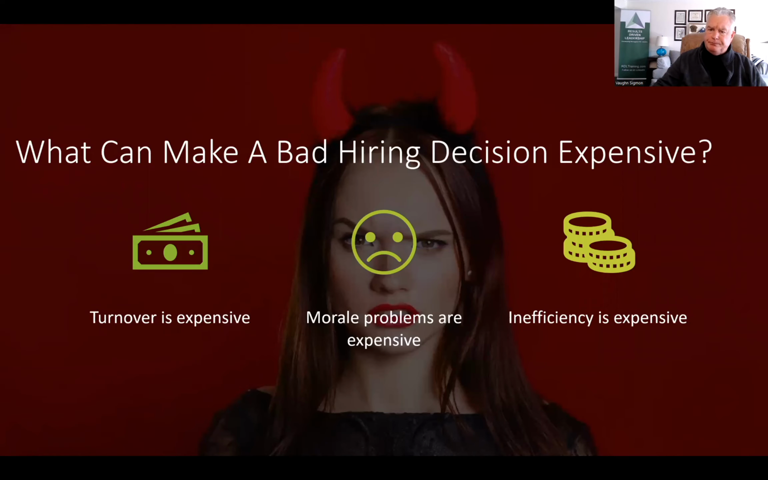So what can make a bad hiring decision? What's going to make that decision a bad experience for you? Because at the end of the day, turnover, losing somebody, whether they're good, or turnover when you have somebody that's not working out, well, that just started with a bad hiring decision. It all comes back to us. We hired a bad person.